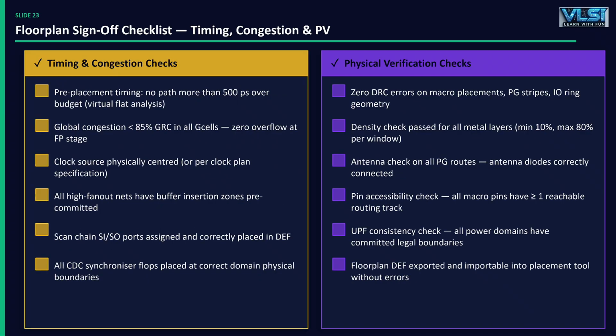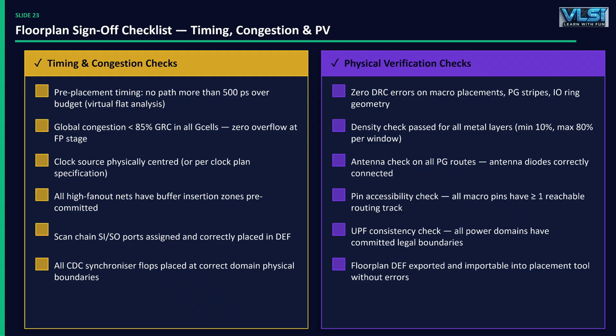Now let's talk about something very important. Reality check. Your floor plan might look perfect on paper, but can it actually be implemented? That's what early analysis answers. Engineers run congestion estimation, divide chip into grids, check demand versus capacity. If overflow appears, routing will fail.